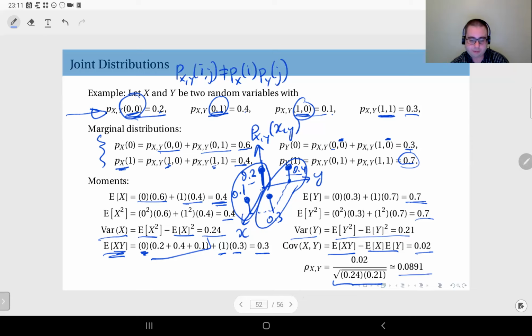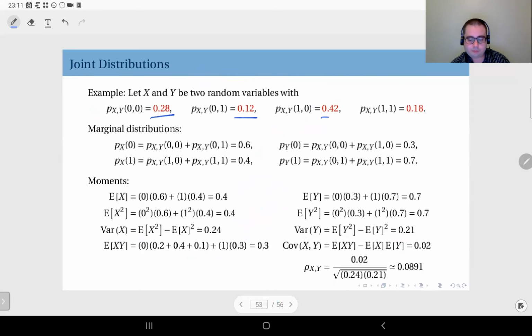Now, as an exercise, recall this 0.2, 0.4, 0.1, 0.3. If you change them into 0.28, 0.12, 0.42, 0.18, and repeat this procedure, in this case you will see that X and Y are independent. So I recommend you do this yourself. Compute the marginals. You will see that the joint distribution is equal to the product of the marginals. And compute the moments, compute the covariance. You will see that the covariance as well as the correlation coefficient will turn out to be 0.